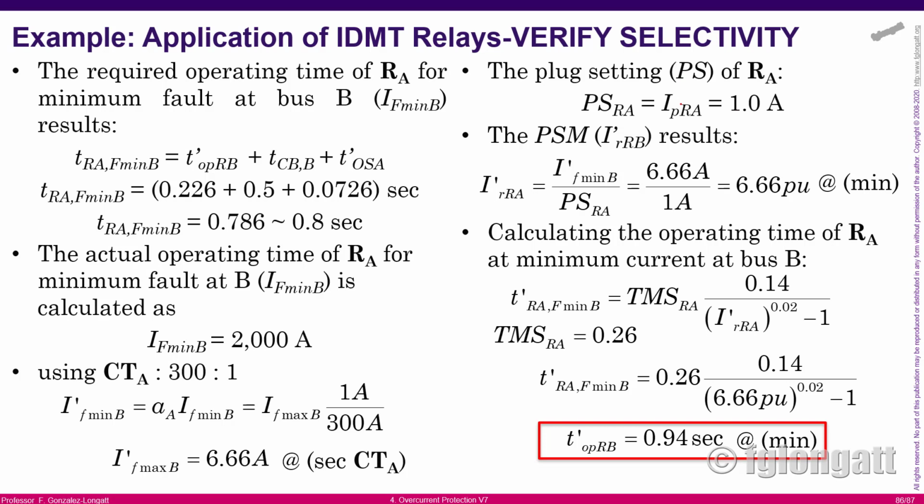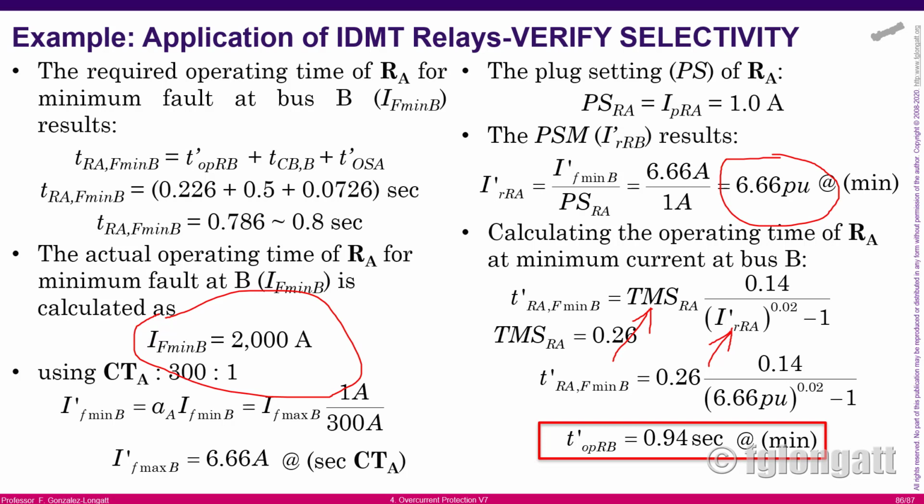we know the time setting of the relay. We know the time setting of the relay because it was calculated earlier. We know the current in per unit because we already calculated it at the minimum fault levels. And now we obtain that the operating time at minimum current is 0.94. Okay.